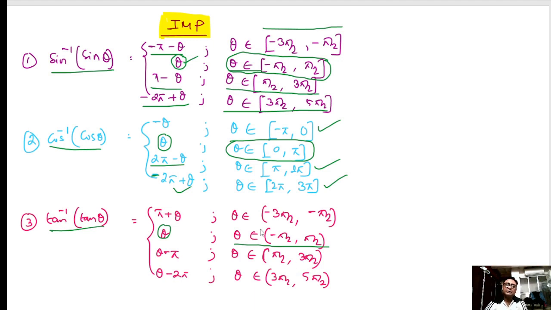If theta is between minus 3 pi by 2 and minus pi by 2, it becomes pi plus theta. If theta is between pi by 2 and 3 pi by 2, it becomes pi minus theta. And if theta is between 3 pi by 2 and 5 pi by 2, it becomes theta minus 2 pi. Please note this, which is very, very important. So please keep it in mind. These are the most important angles which you have to take care of.